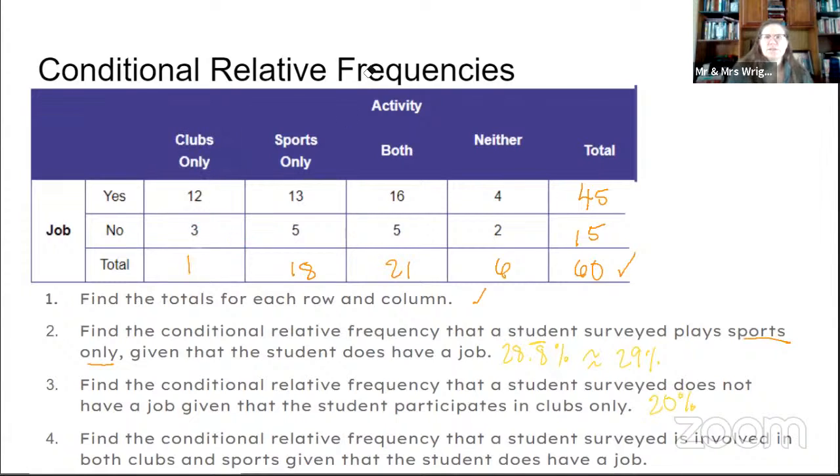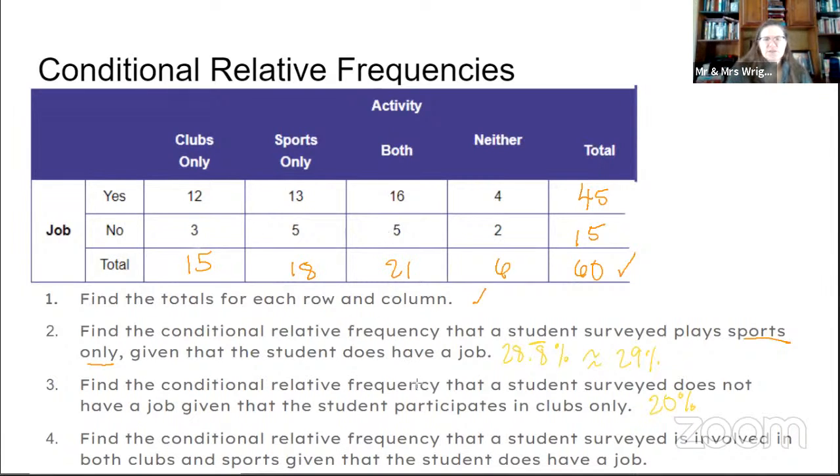Erased a little too much. Let's get that back. It was 15. All right. So now the next thing we're going to look at is our last question here. Find the conditional relative frequency that a student surveyed is involved in both clubs and sports.